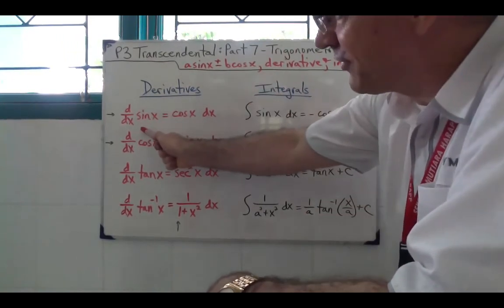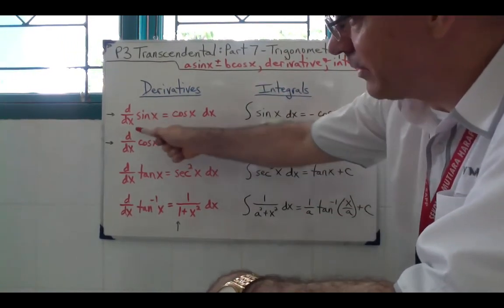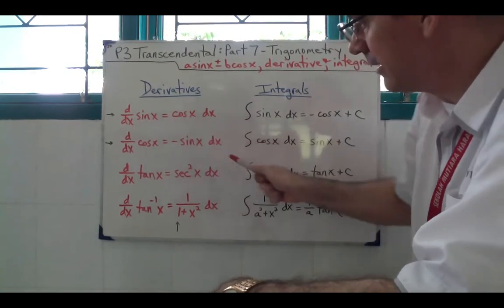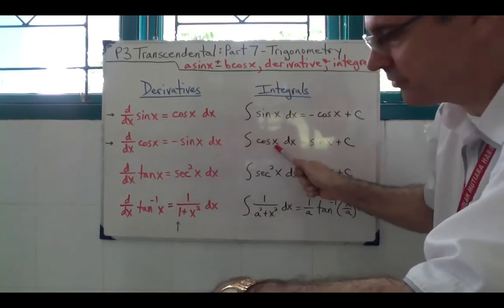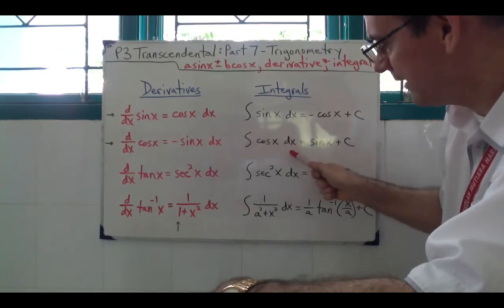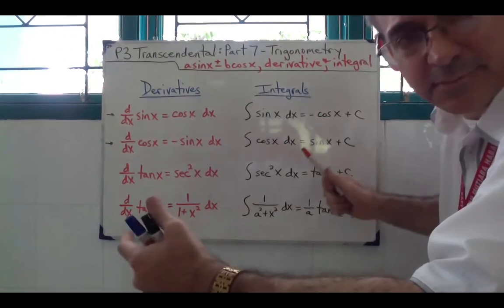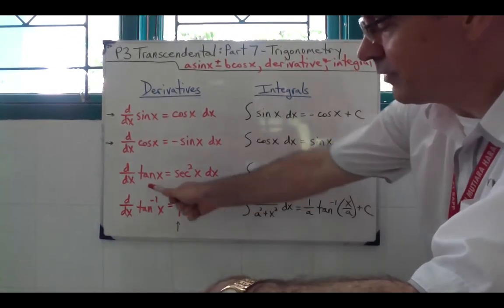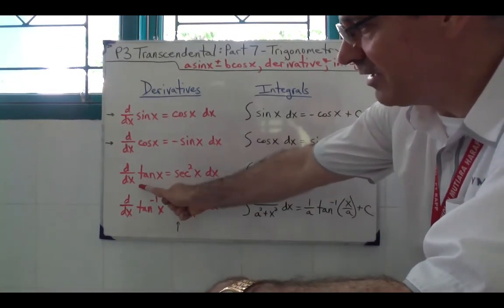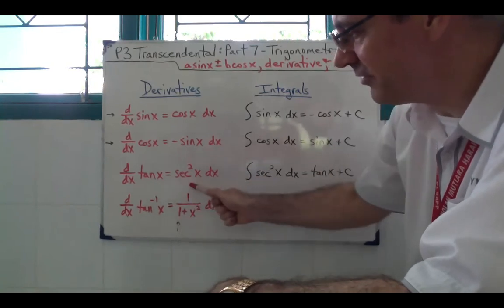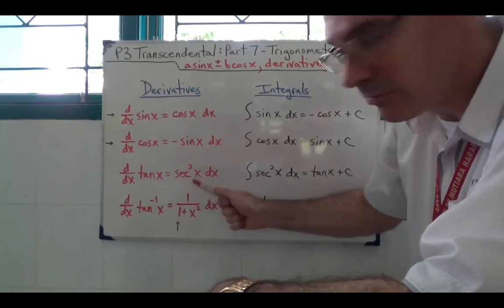When you derive sine x, you get cosine x. So because we have a going forward, then we can go backwards. So the integral of cosine x dx is sine x plus c. Easy. Well, notice with tan x, the derivative of tan x gives us secant squared.